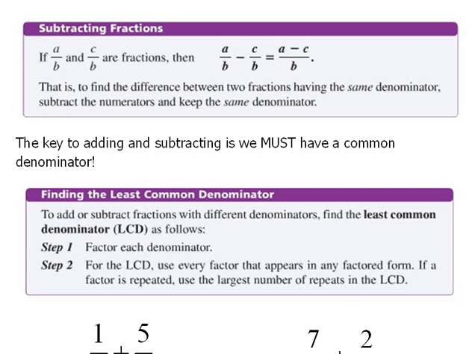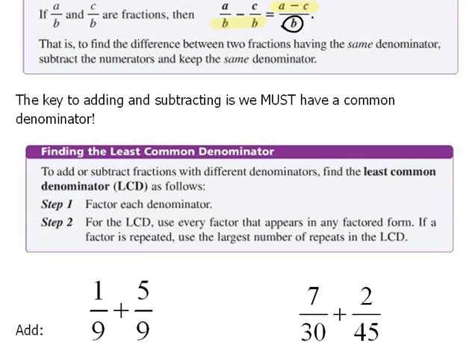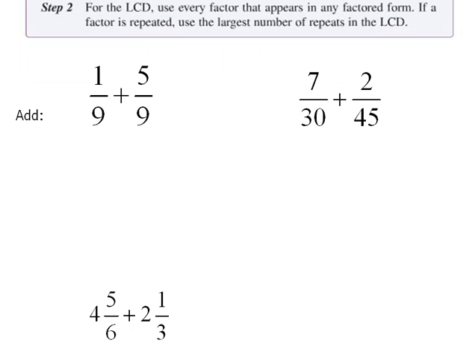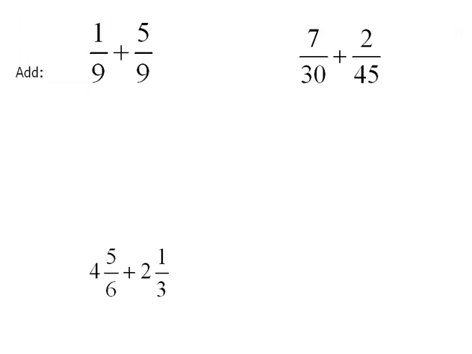When we talk about subtracting, it's really the exact same thing. As long as the denominator is the same, we just simply subtract the numerators and keep the denominator. Now the problem comes in when we don't have the same denominator, because that's our rule. So sometimes we have to get a common denominator, or the same denominator. All right, let's look at a couple of examples and we'll work our way through it here.